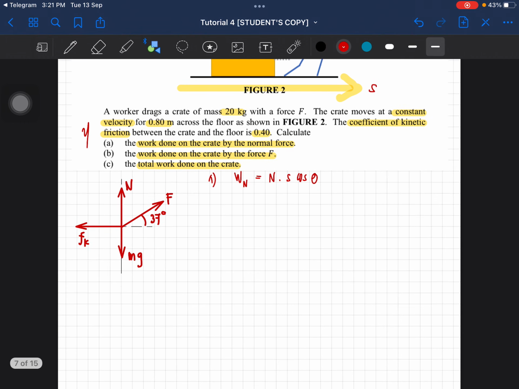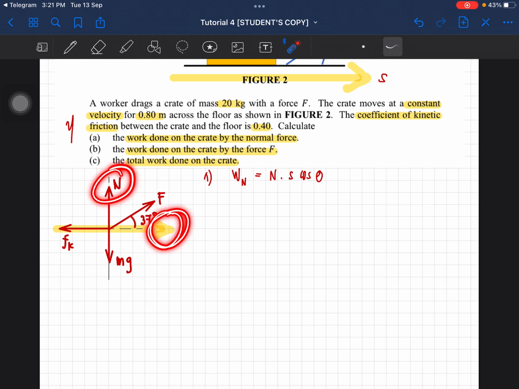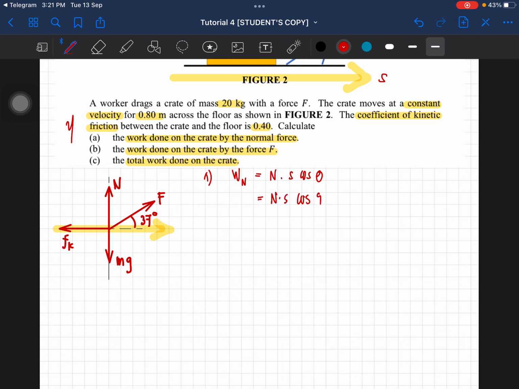Okay, I'll draw it here so that I can compare it. The displacement is pointing to the right. So what is the angle between the normal force and this displacement? It is 90 degrees. So when theta is equal to 90 degrees, we can write down the value directly as 0. You can just write 0 joule, but do the substitution here.